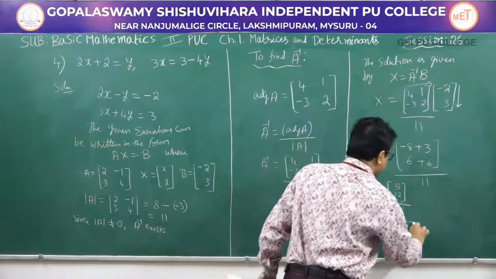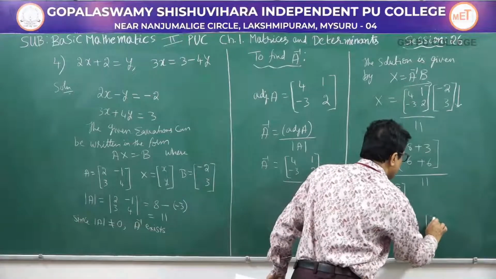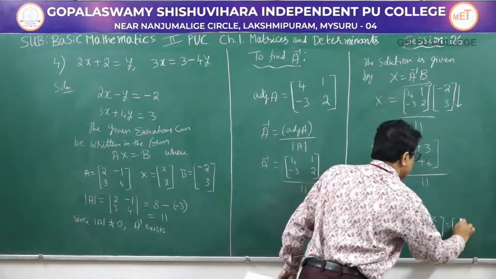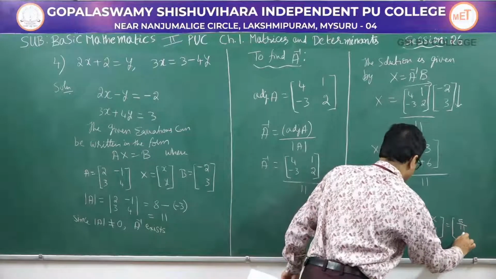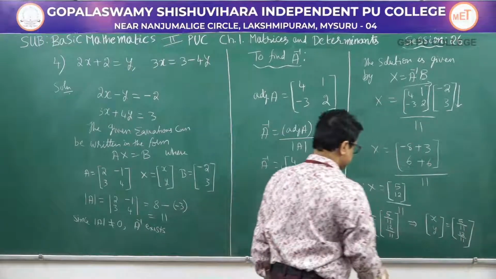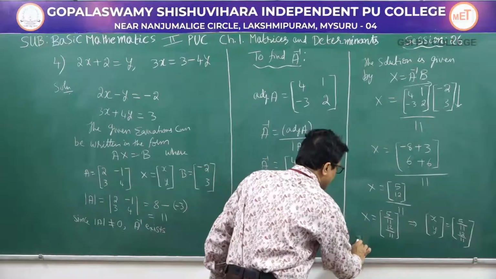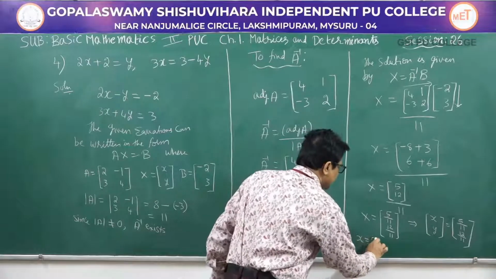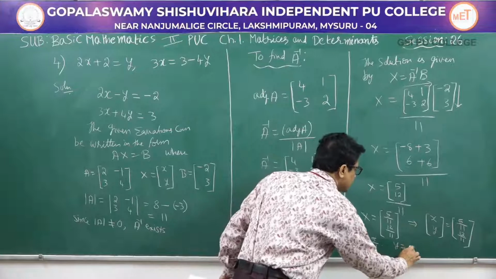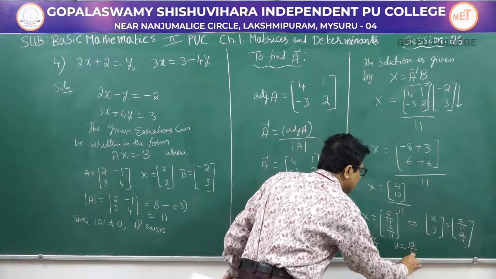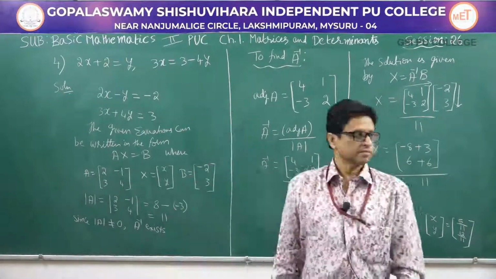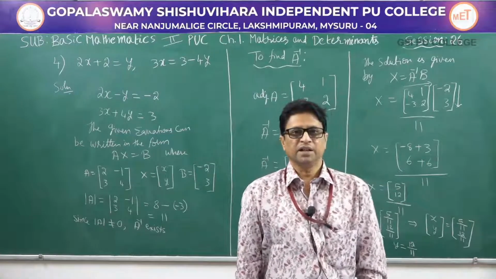So x is nothing but the matrix whose elements are x, y. So that will be equal to 5 by 11, 12 by 11. From equality of matrices, we have x equals 5 by 11, y equals 12 by 11. So that completes this problem. Okay, thank you.